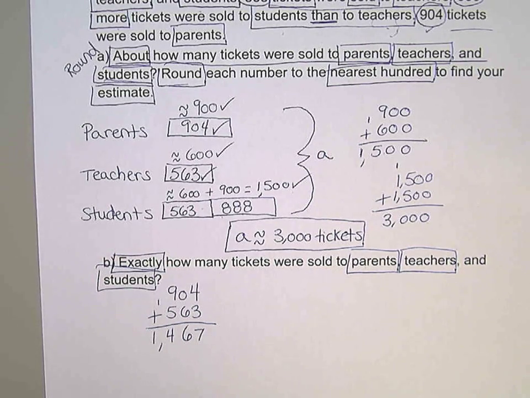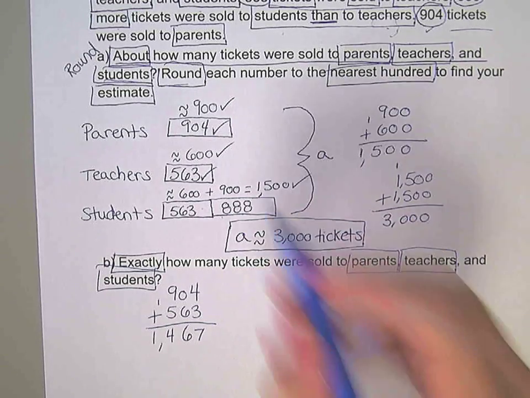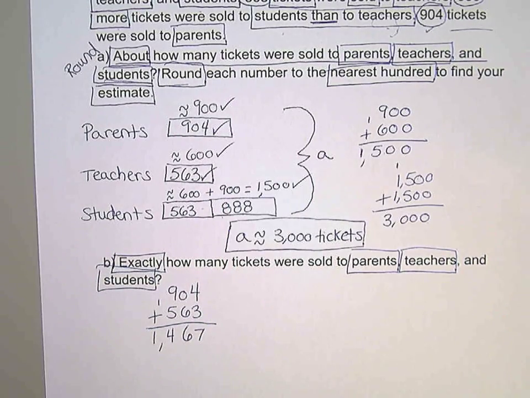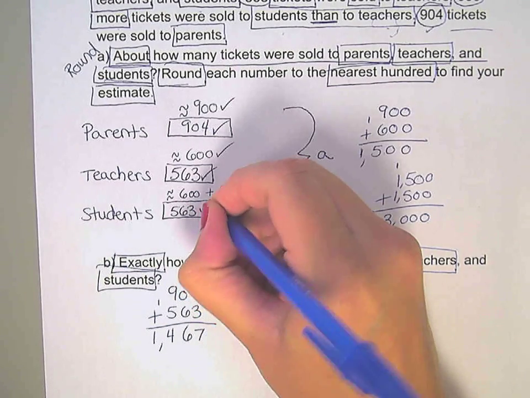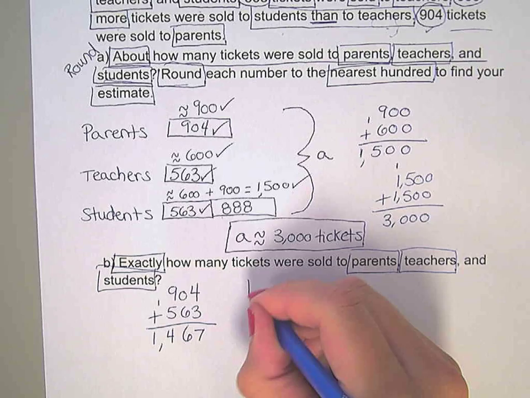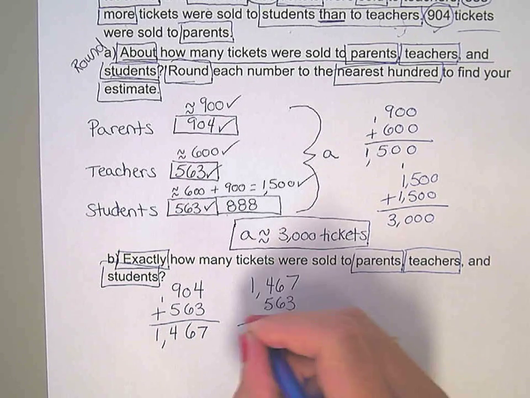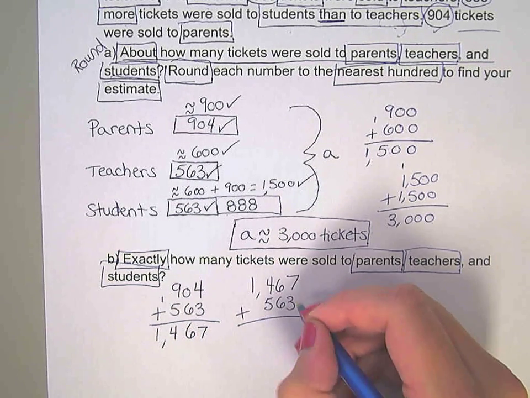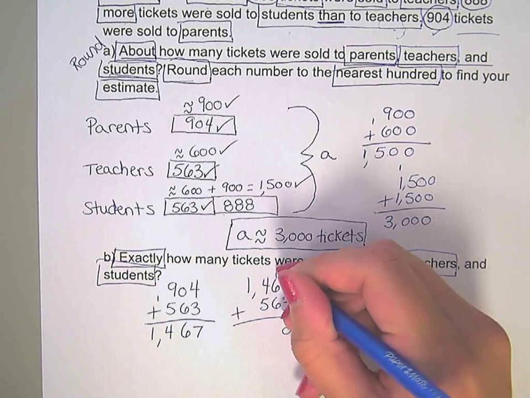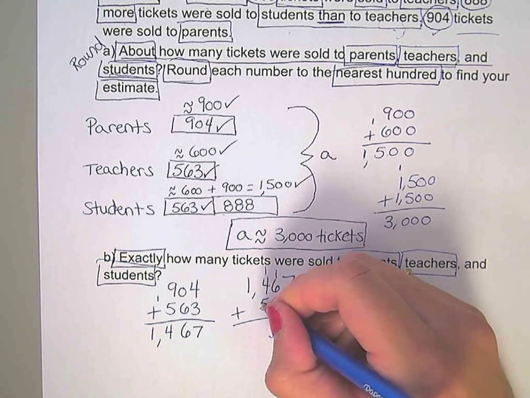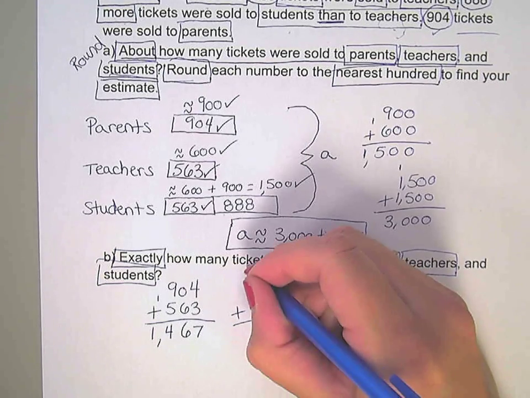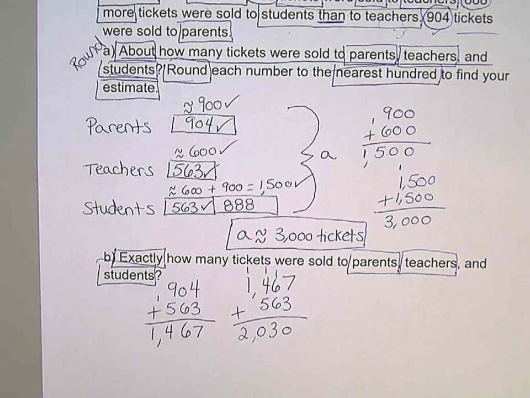1,467. Now, I'm not all the way done yet. I've only added 2 of my parts. So what I need to do now is add another 563. So I'm going to take 1,467 plus that 563, add them together. 7 plus 3 is 10. 6 plus 6 plus 1 is 13. 5 plus 4 plus 1 is 10. 1 plus 1 is 2. Now I'm at 2,030. So now what I need to do is add a little bit more to get my final answer.